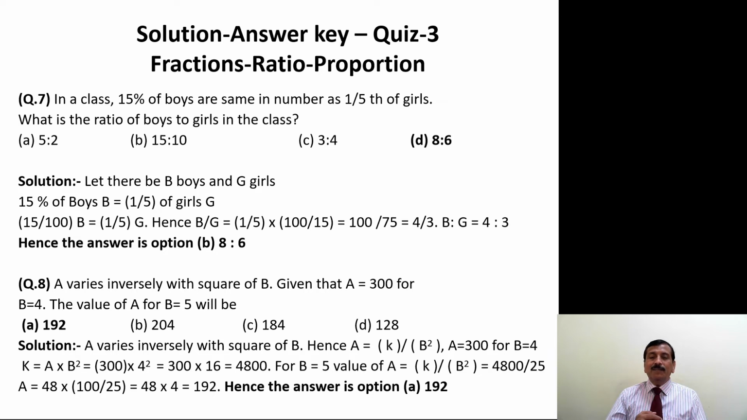Question number 8. A varies inversely with the square of B. So what we do? We consider A is equal to K by B square. K is a constant of proportionality and therefore K is equal to A into B square. Put the value of B and put the value of A. We get the value of K as 4800. Using this, put the value of B and we get the value of A as 192 and answer we get.